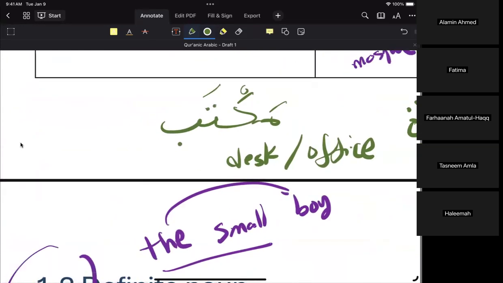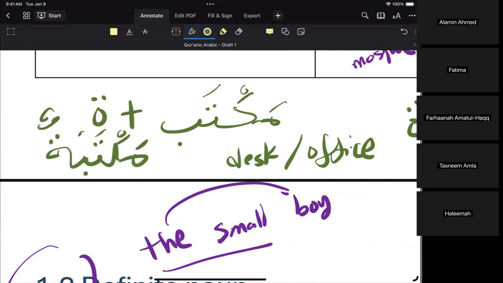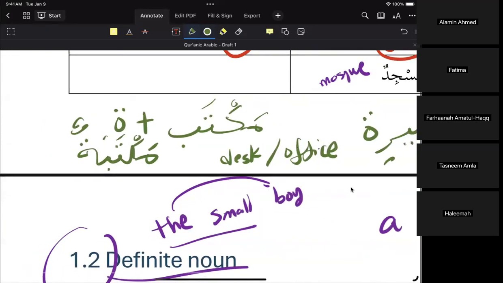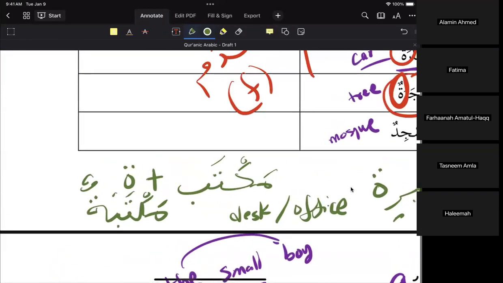Sometimes when you add a ta marbuta to a noun, it actually becomes a brand new word with a new meaning. So if you add ta marbuta to maktab, it becomes maktaba. Anybody know what maktaba means? Library. Maktaba is library. So now it's not the same thing as your desk. That's why you have to be careful when you're adding ta marbuta to a noun. It may give you a result that you're not expecting.